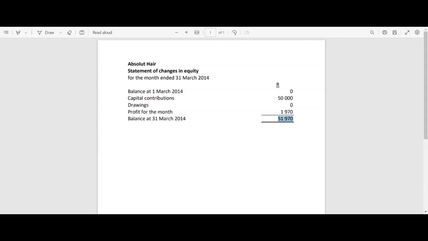So let us stop sharing this if there are no questions. And then let's go and have a look at the statement of financial position. Just waiting for it to appear on your side. It's coming, it's coming.